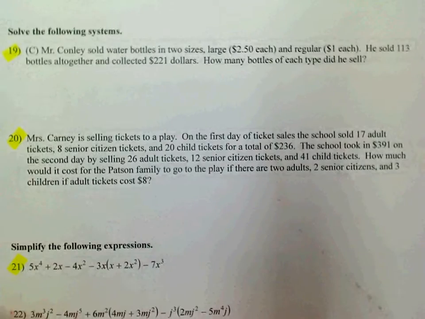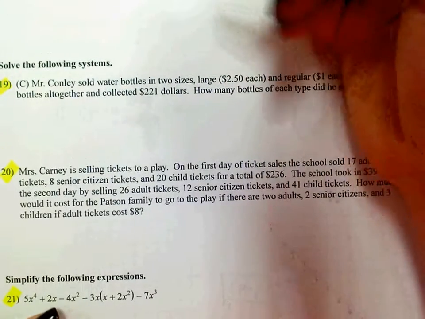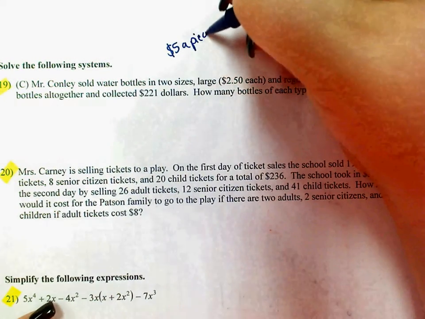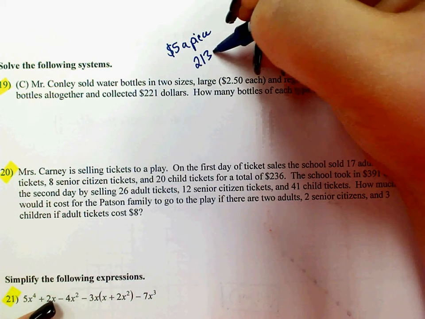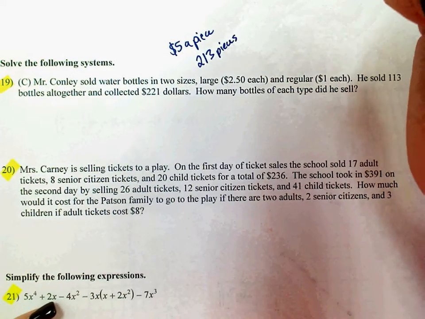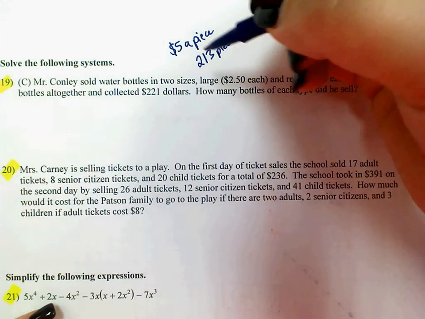All right, if I said I was selling something for $5 a piece, and I sold 213 of them, 213 pieces, if you will, and I want to know how much money I made, I would just multiply the number I sold times the price. That makes sense, okay?